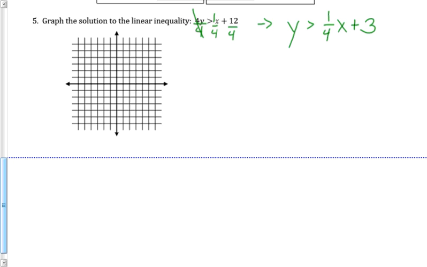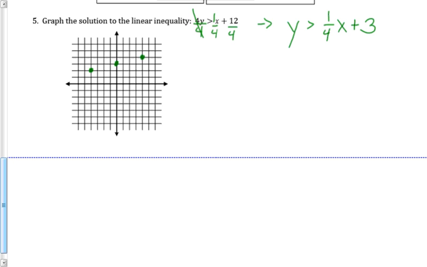So I'm going to start at the y-intercept of 3. And then we've got a slope of 1/4. So I'm going to go up 1 and to the right 4. And I'm going to go down 1 and left 4, making sure that my points form a line with a positive slope. That means that it's going uphill.